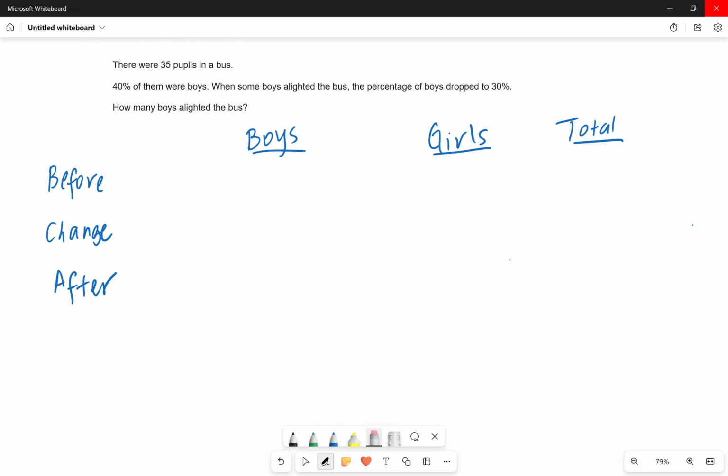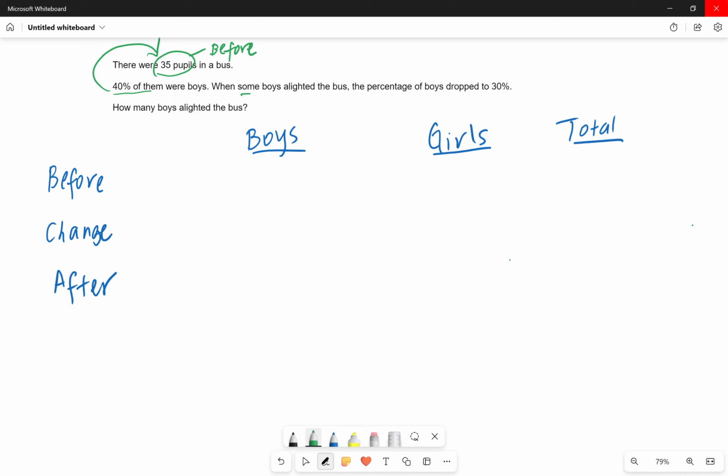To start off, let's identify where the before-change-after information is from the question. Now, 35 pupils in the bus is the starting point, so this will be our before. 40% of them were boys. This will form part of the before information.